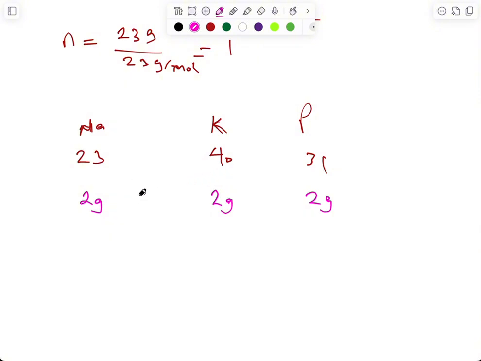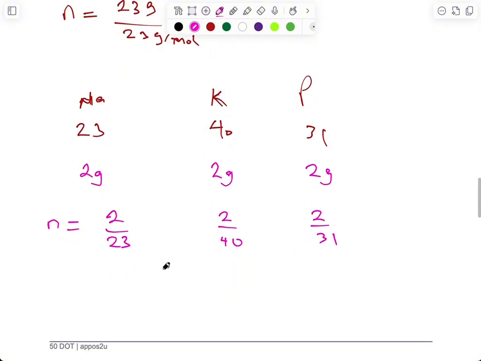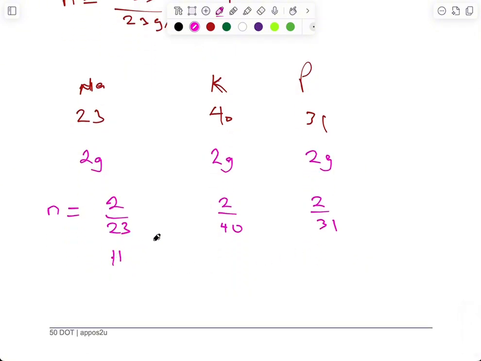The way to do that is that if you begin to find the ratio, that is the number of moles. The number of mole in the case of sodium will be 2 divided by 23. In the case of potassium, it will be 2 divided by 40. In the case of phosphorus, it will be 2 divided by 31. Now, if you find this ratio, you notice that this one will give the highest value.